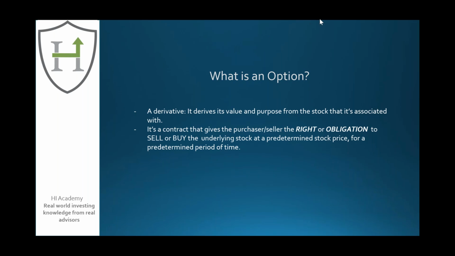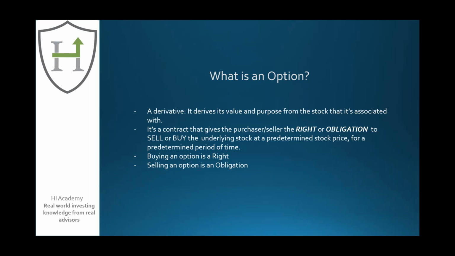In simple layman's English, to understand options in general, it's a contract that gives the purchaser or seller the right or obligation to sell or buy the underlying stock at a predetermined stock price for a predetermined period of time. To simplify that, when you buy an option, you're buying the right. So a purchaser has the right to sell or buy an underlying equity at that, again, predetermined price at a predetermined time. A seller of an option has an obligation to buy or sell the underlying equity.